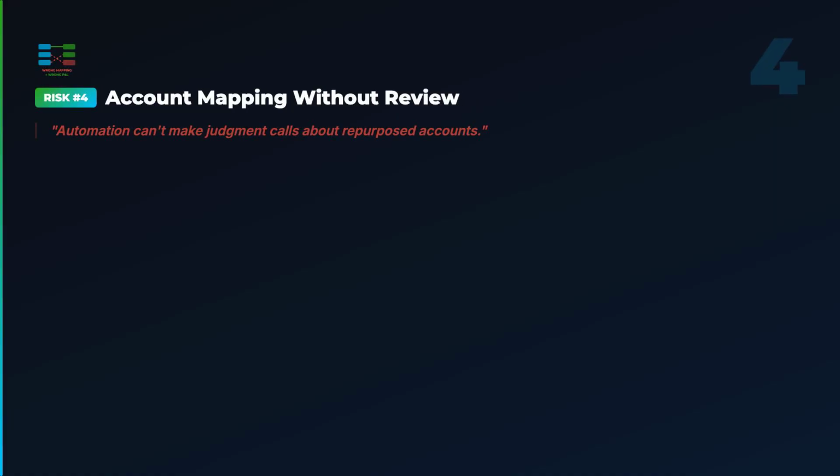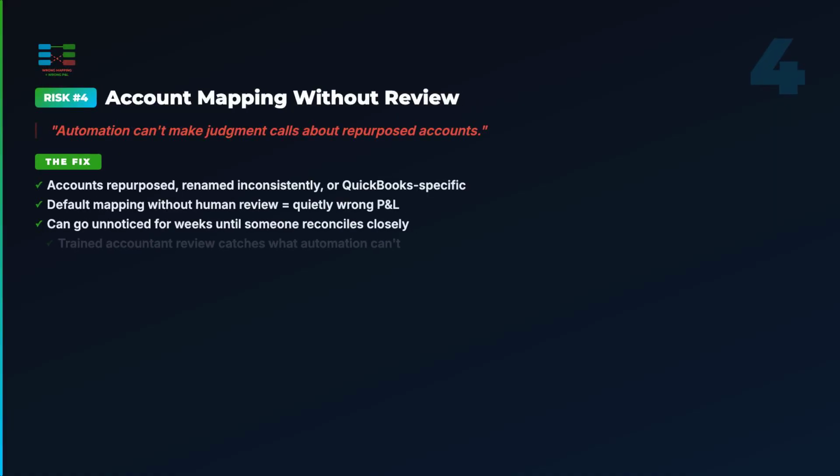Risk number 4. Account mapping without human review. Automation handles the volume of migration well, but it cannot reliably make judgment calls about accounts that were repurposed, renamed inconsistently, or built around QuickBooks-specific workflows with no Xero equivalent. When those are left on default mapping, the profit and loss and balance sheet can be quietly wrong for weeks before anyone notices.